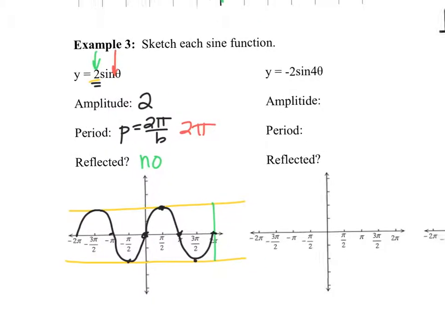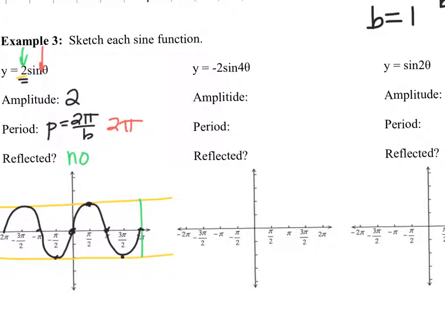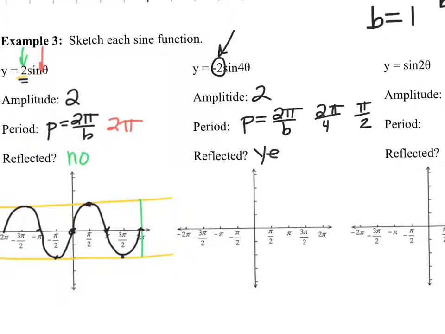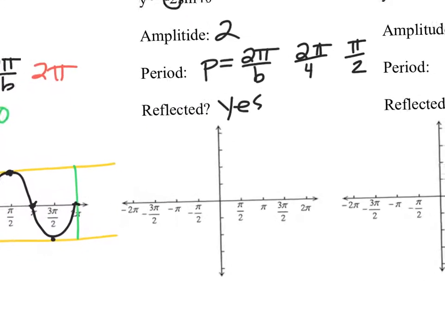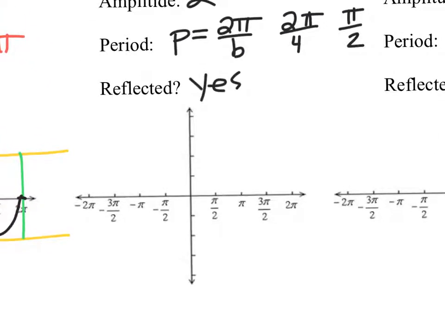All right, for the second one, remember the amplitude always has to be positive, so the amplitude is going to be positive 2. This just tells me it's been reflected over the x-axis. So the period equals 2 pi over b. So the period is 2 pi over 4, which is pi over 2. And yes, it's been reflected because this is a negative. So I'm going to zoom in on this one because this is a little bit smaller, tighter, with the period being pi over 2. So again, my amplitude's 2. So I'm going to go 2 to negative 2.